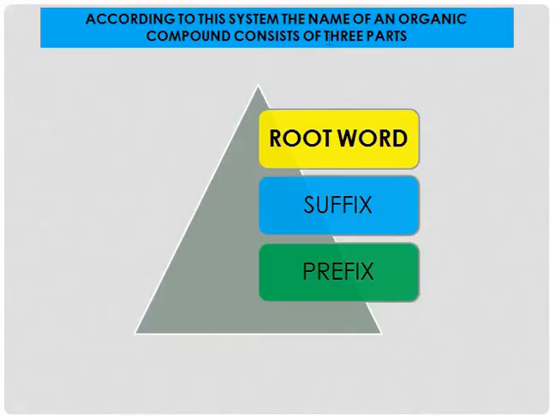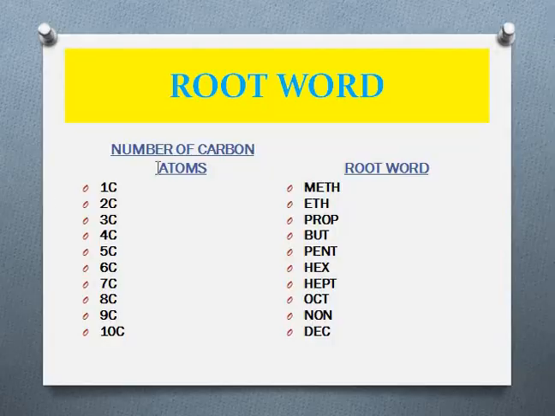According to this system, the name of an organic compound consists of three parts: root word, suffix and prefix. I explained the root word in the previous video, but I'm going to show you again. Root word means this: if there are 2 carbons, it is eth; 6 carbons, hex; 8 carbons, oct; 9 carbons, non; 10 carbons, dec. So they are known as your root words.